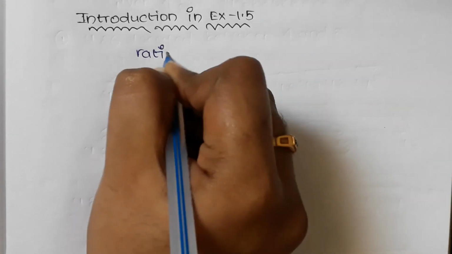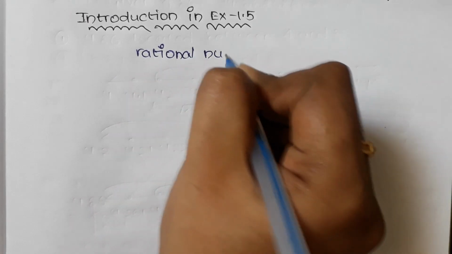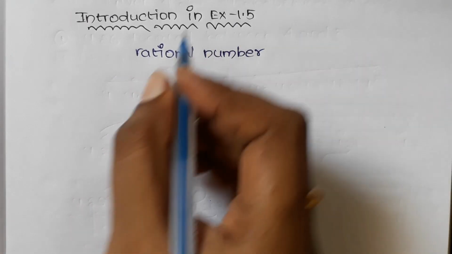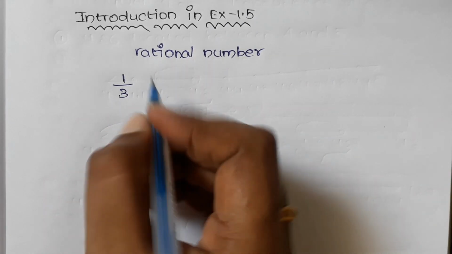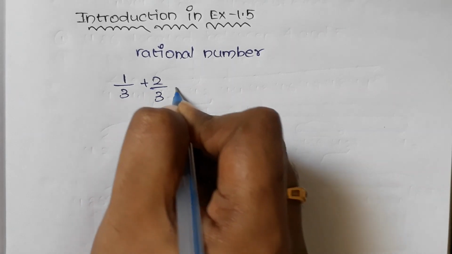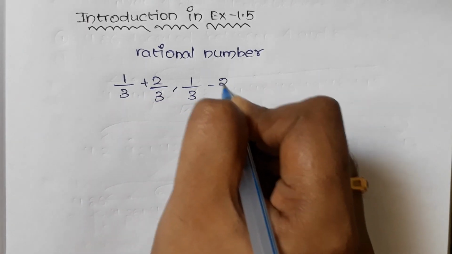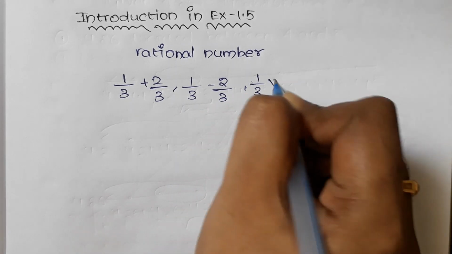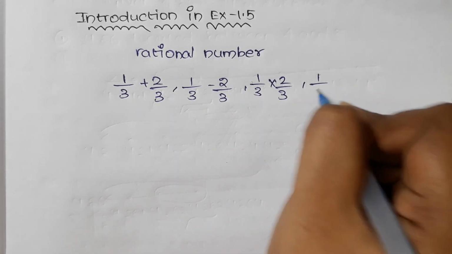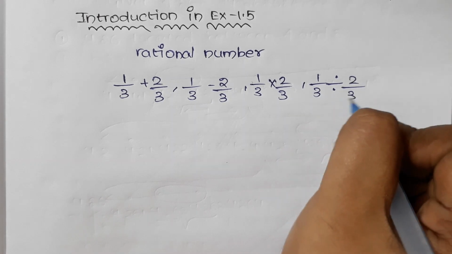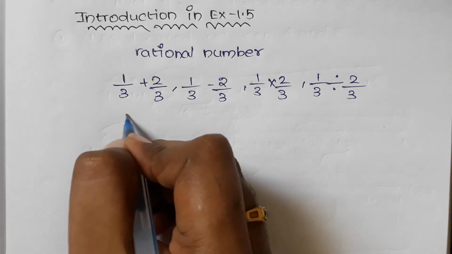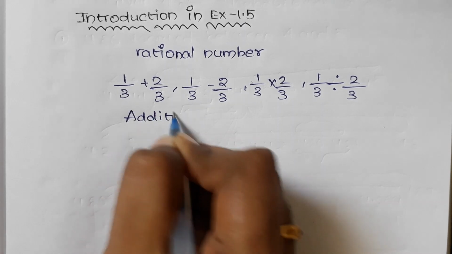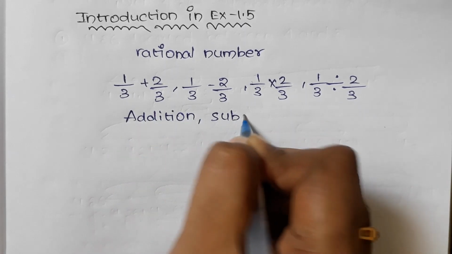Let us see, as given here, 1 by 3 is a rational number. If we add two rational numbers, or multiply or subtract, we still get a rational number, and that is, the rational numbers are closed under addition, subtraction, multiplication and division.